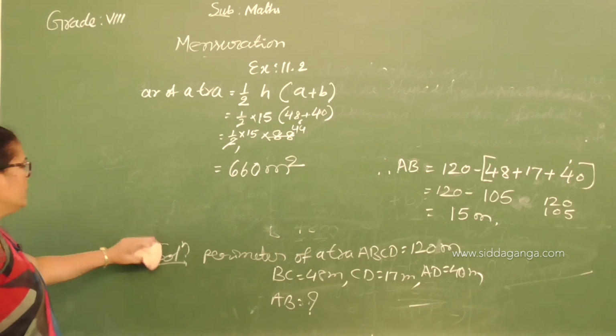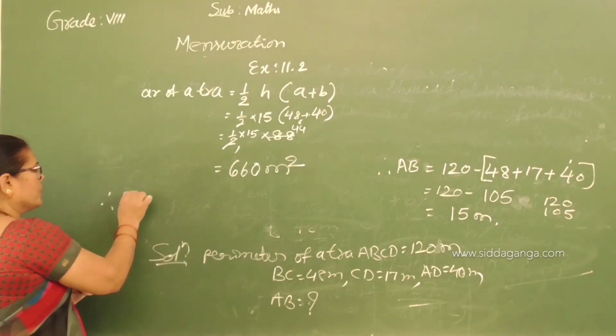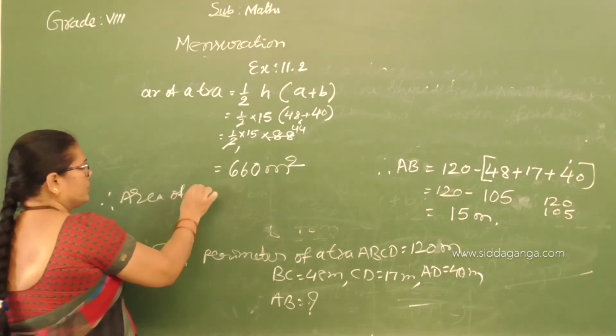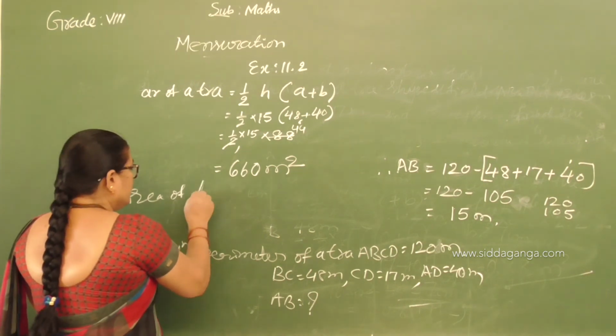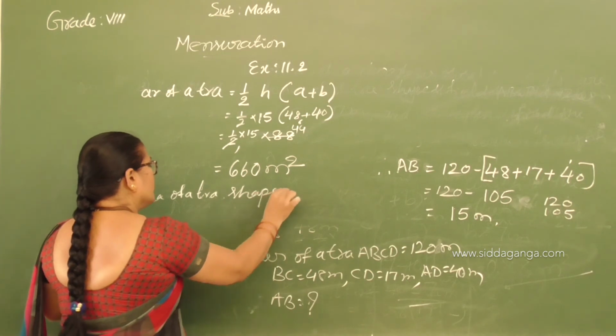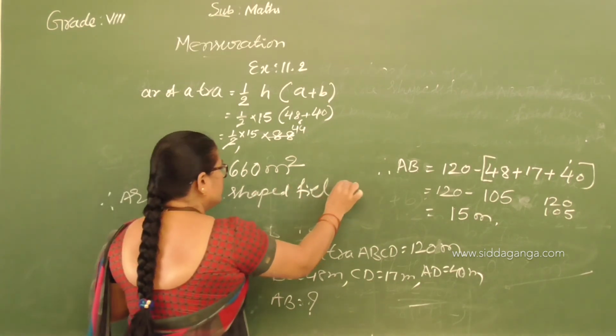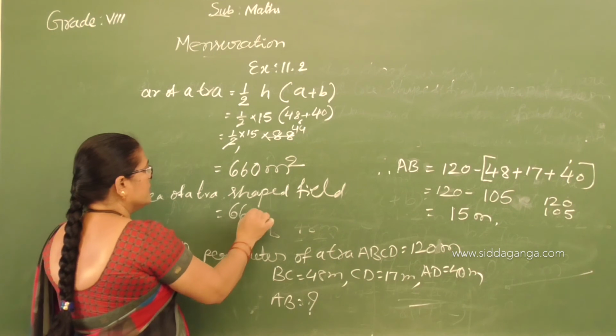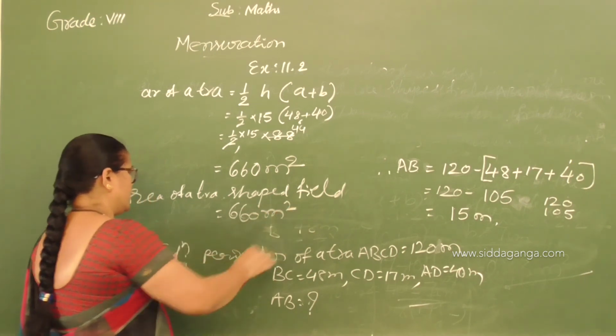660. Therefore area of a trapezium shaped field is equal to 660 meter square.